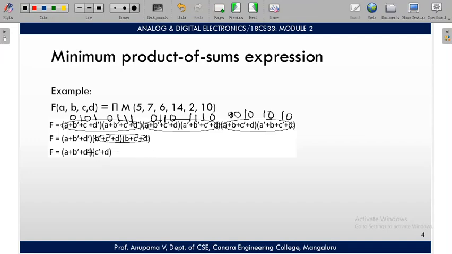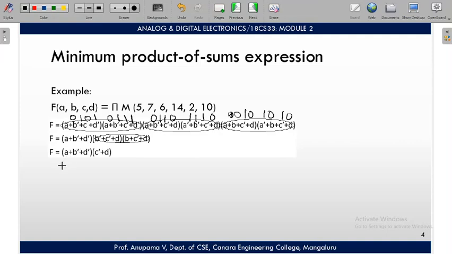So, we will get the simplified answer as f is equal to a plus b complement plus d complement, into b complement plus c complement plus d, into b plus c complement plus d. So, in this expression, in the last two terms c complement plus d is common. The remaining term b plus b complement can be eliminated by applying the Boolean laws.